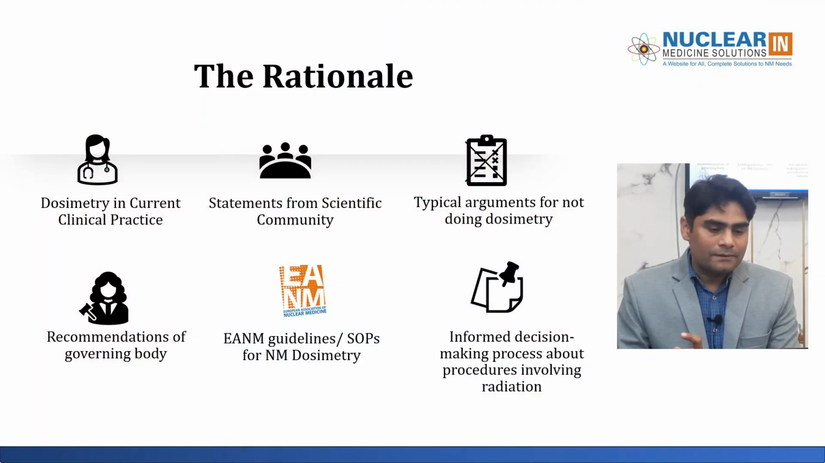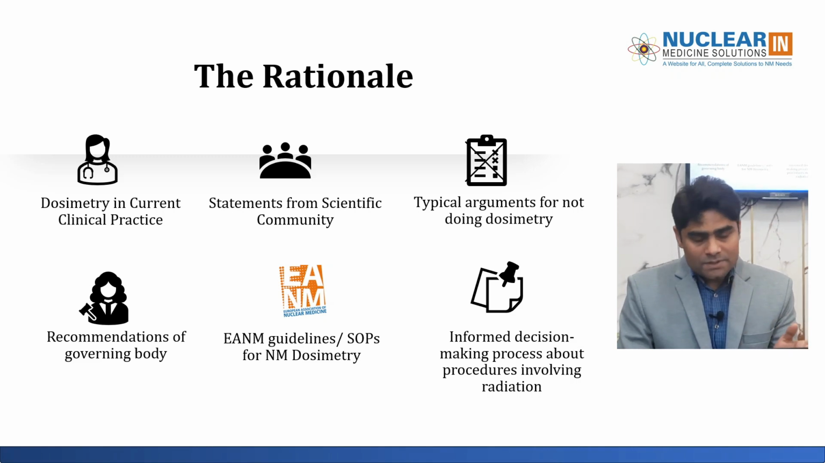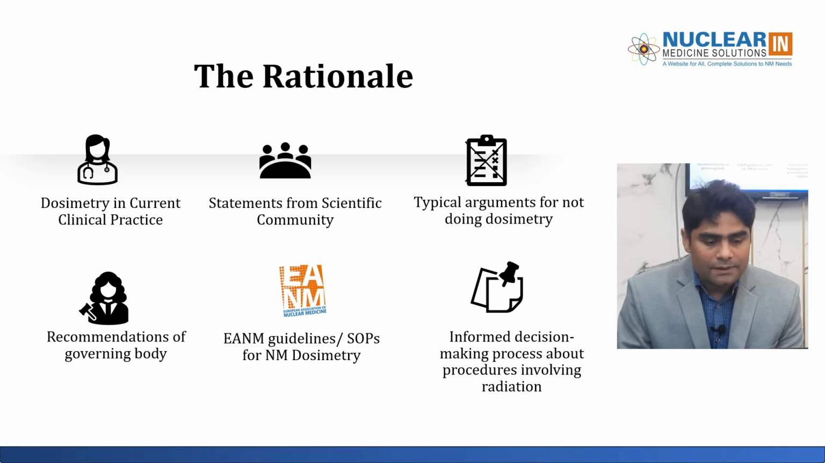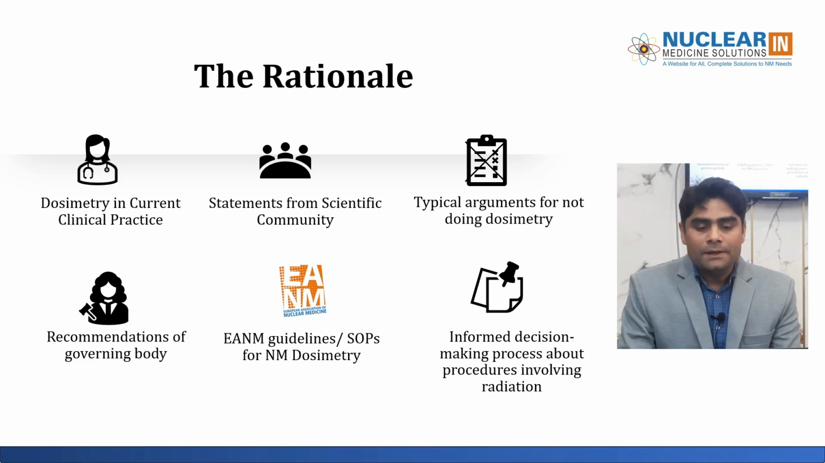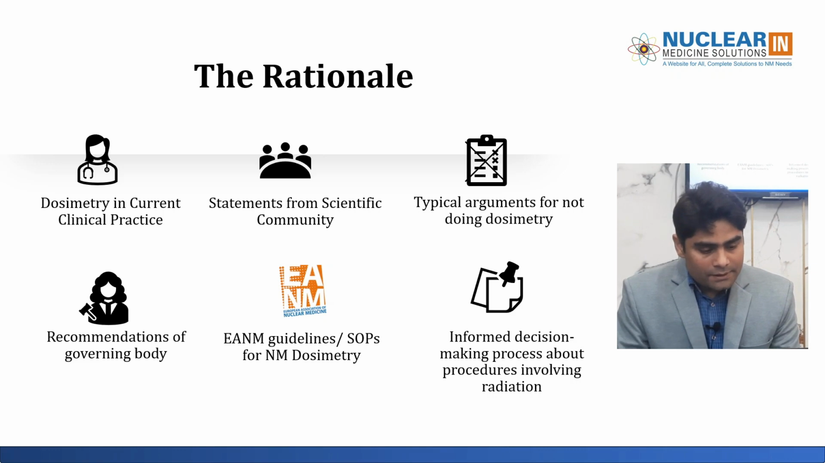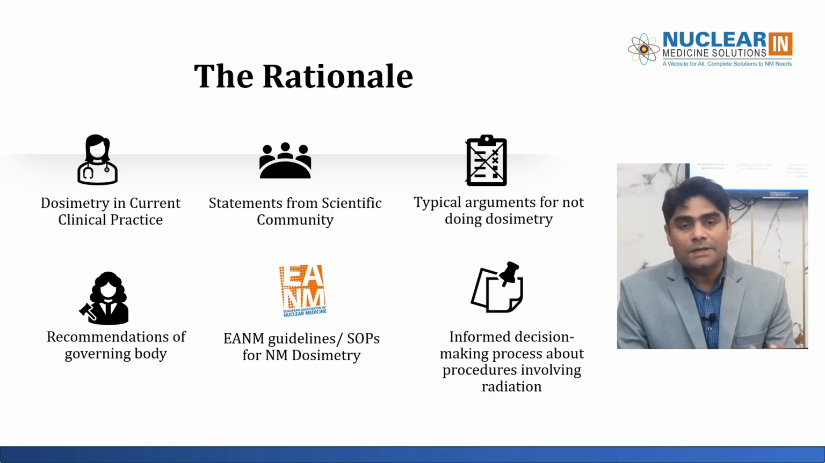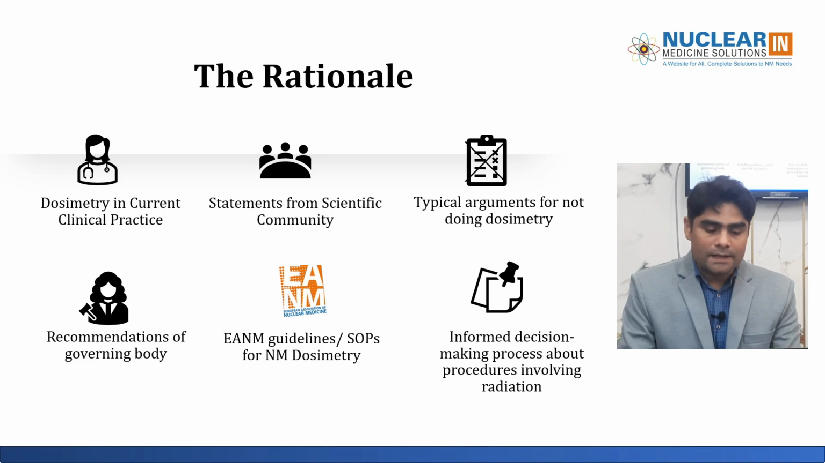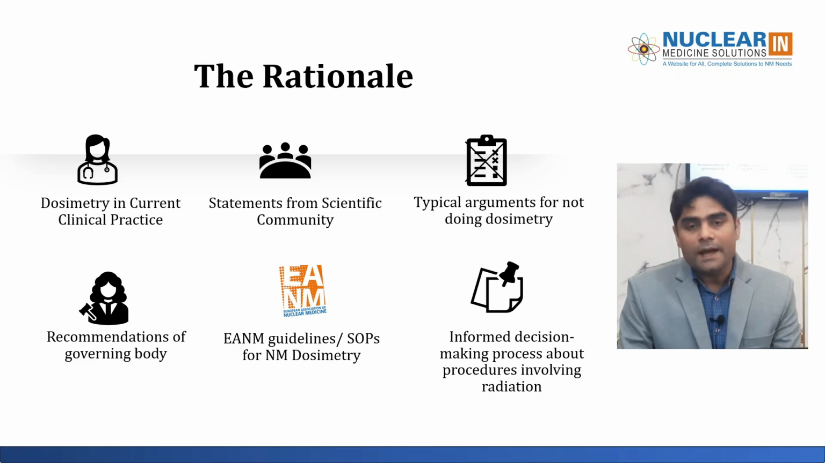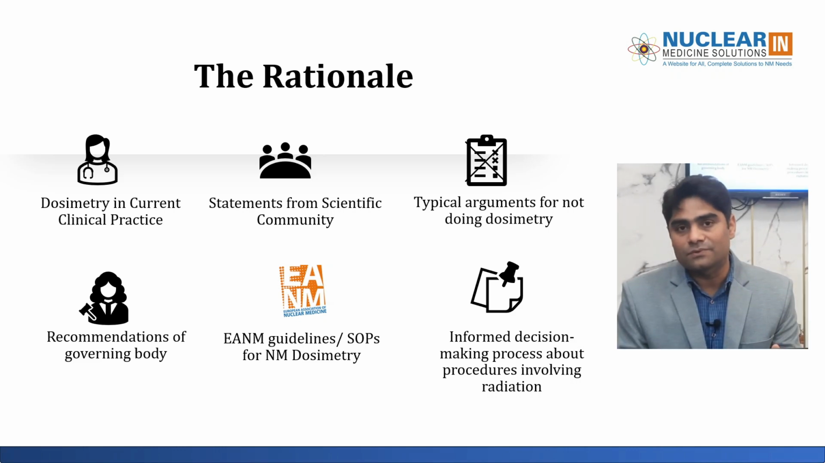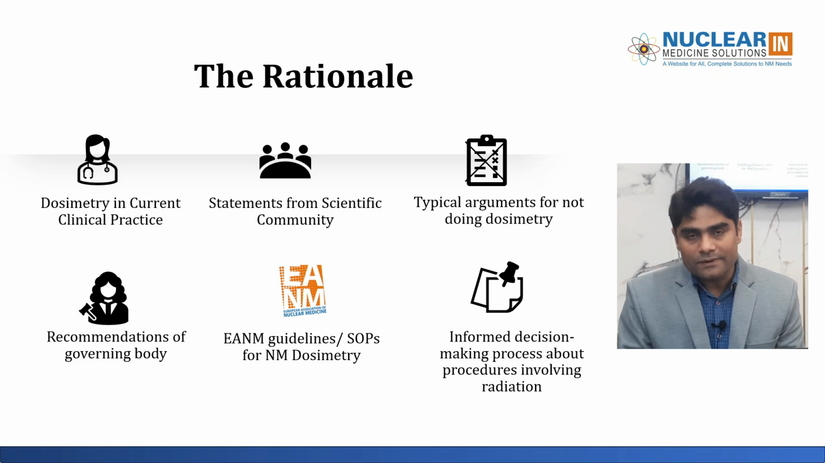So let's begin. We have 6 sections in this presentation, and that includes dosimetry in current clinical practices, the scientific statements from the scientific community, typical arguments for not doing dosimetry, and we will also discuss the recommendations of the governing body, EANM guidelines and SOPs for nuclear medicine dosimetry, and we will also discuss the informed decision making process about procedures that involve radiation. Meaning, how much information should we give to the patient, should we give this information to the patient or not. We'll have a discussion on this.